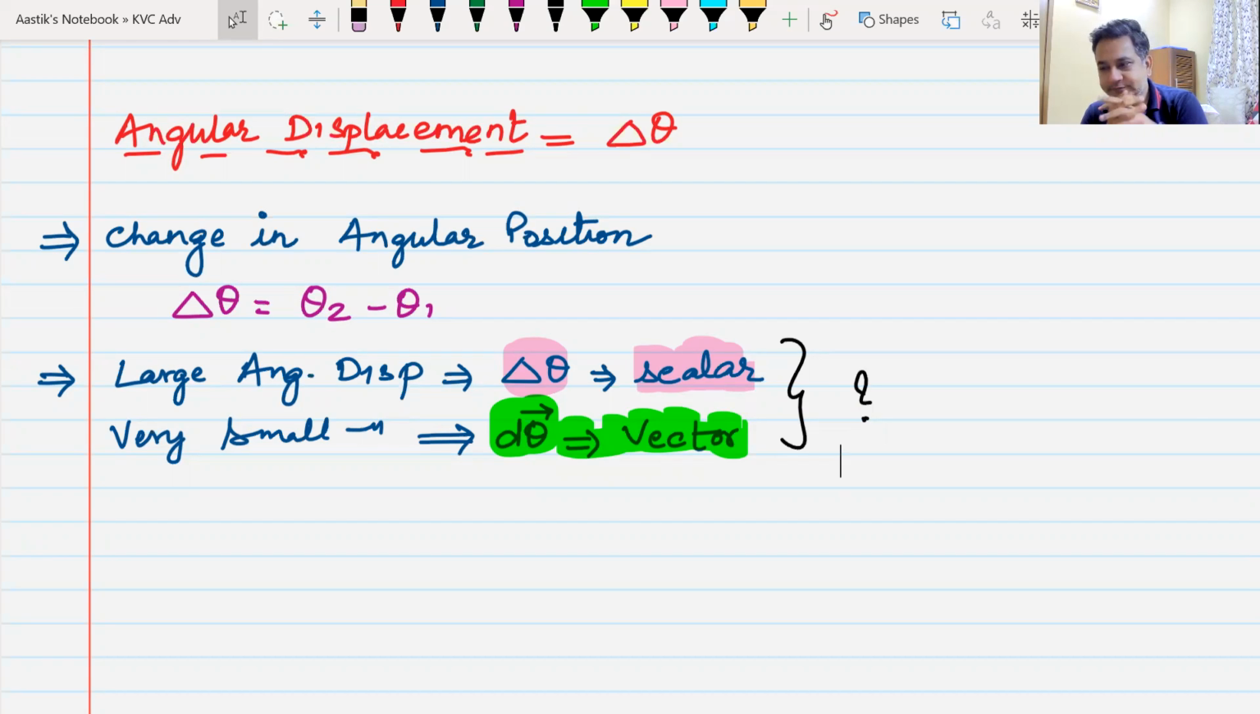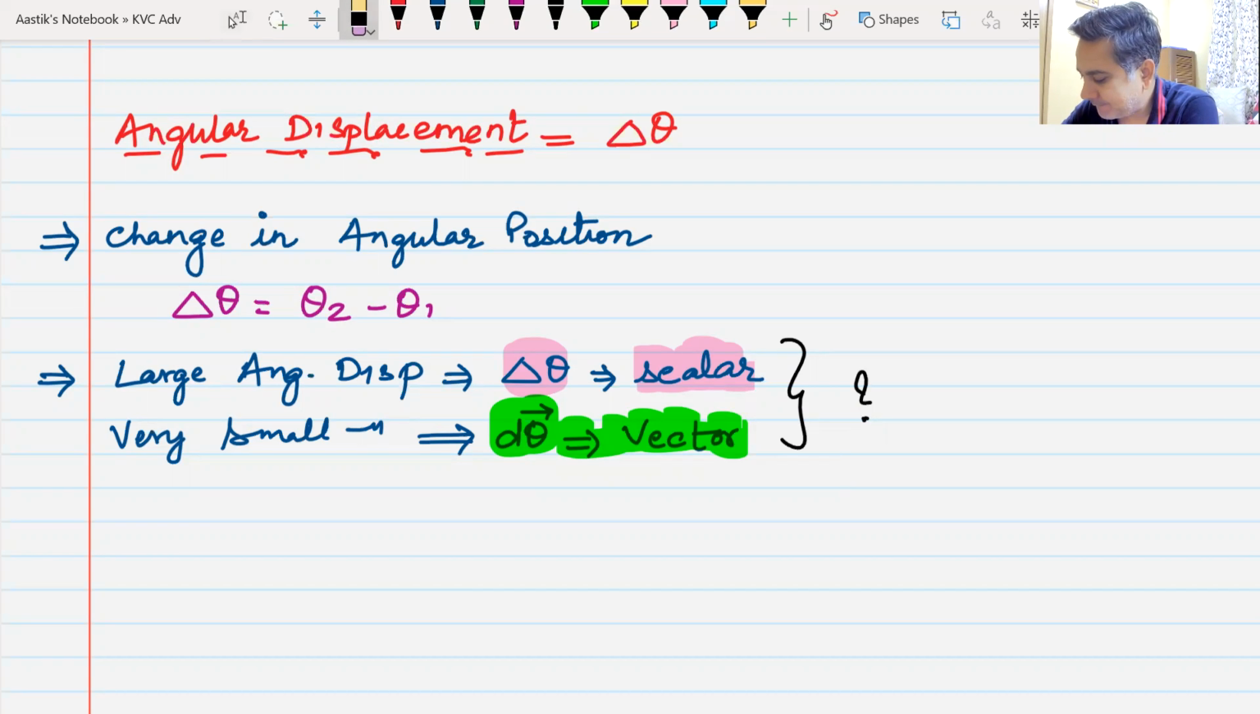Sir, maybe the direction can be determined for small d theta. No, I'm not asking the reason for that scalar or vector. You can find it out later on. I'm asking you, angular displacement and angular position, does it remind you of something? Or nothing?